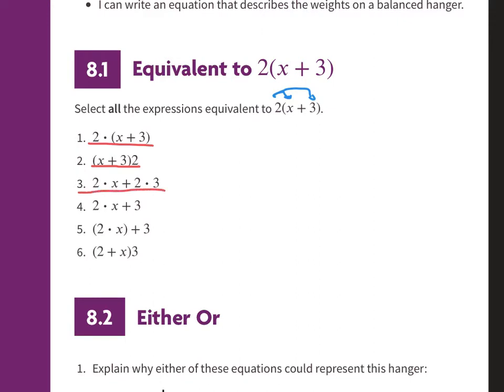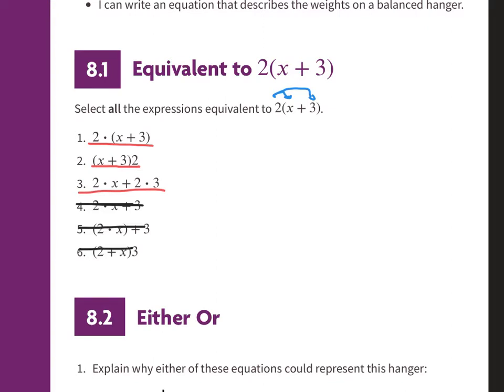2 times x plus 3. Okay, that one does not work because they just multiplied the 2 by the x and not the 2 by the 3 as well. So that one's out. 2 times x plus 3. No, that one doesn't work either. And then 2 plus x on the inside and 3 on the outside. That one doesn't work either. That's a completely different problem. So the first 3 work and the last 3 do not.